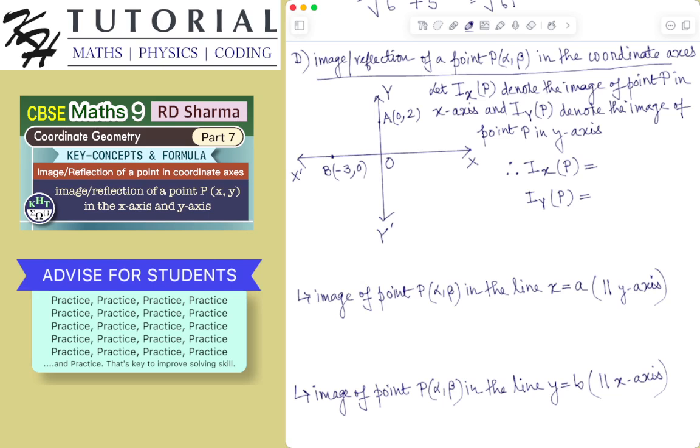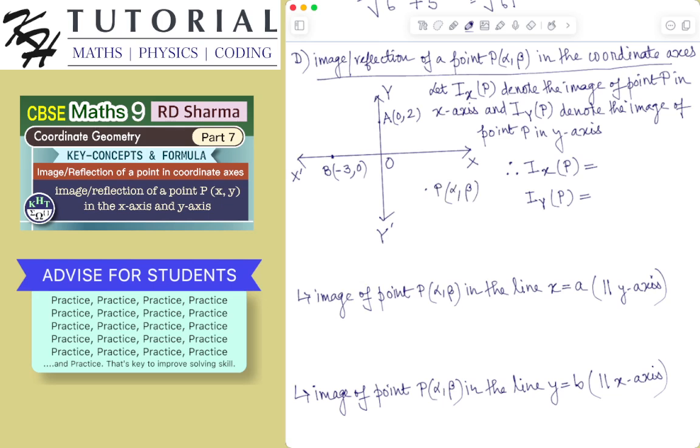Let's say the coordinates are alpha comma beta, in the coordinate axis, meaning the y-axis or x-axis. Without any loss of generality, let's say I am considering the point P to be in the fourth quadrant. Let's say this is the point alpha comma beta. Coordinates of the point P are alpha comma beta.